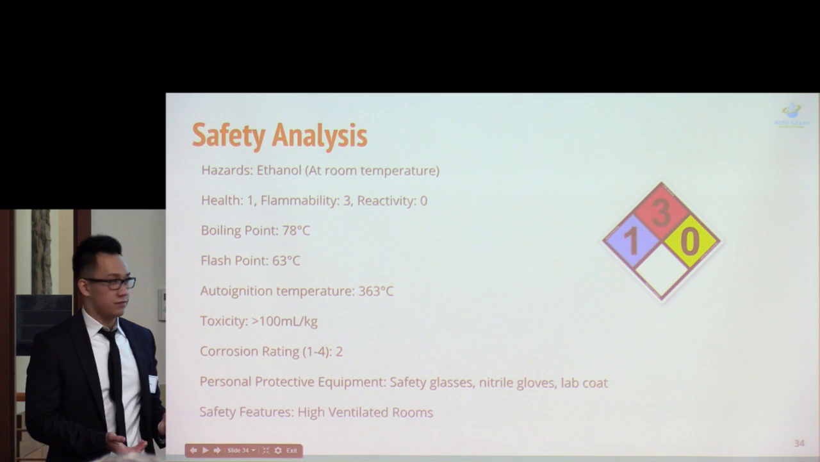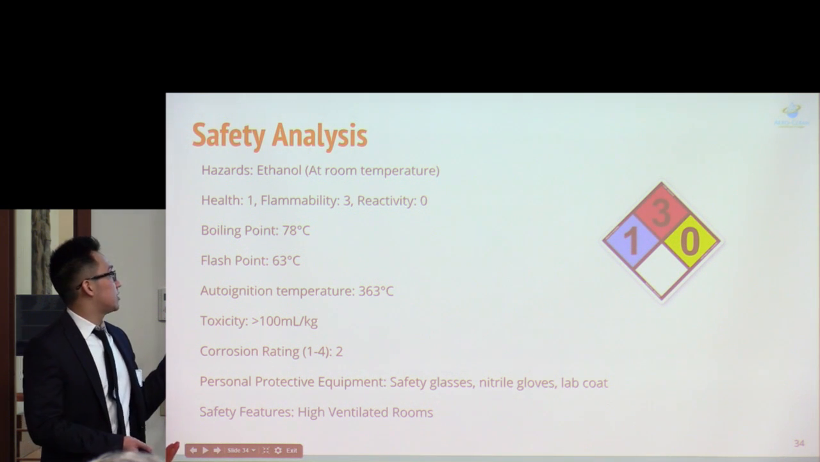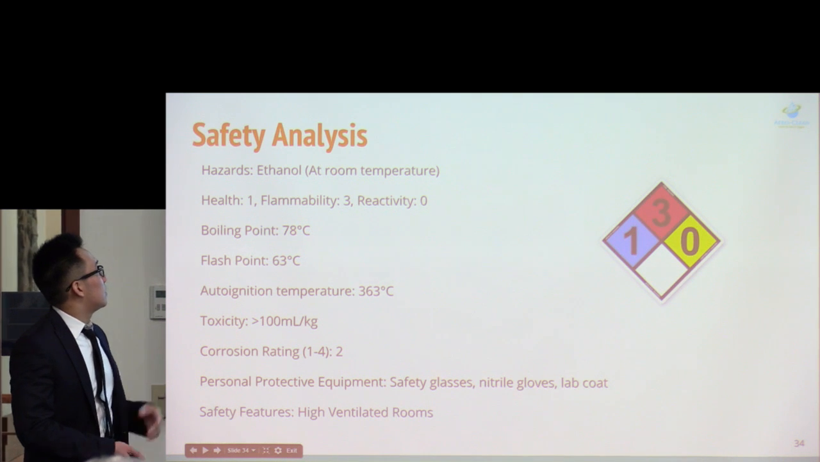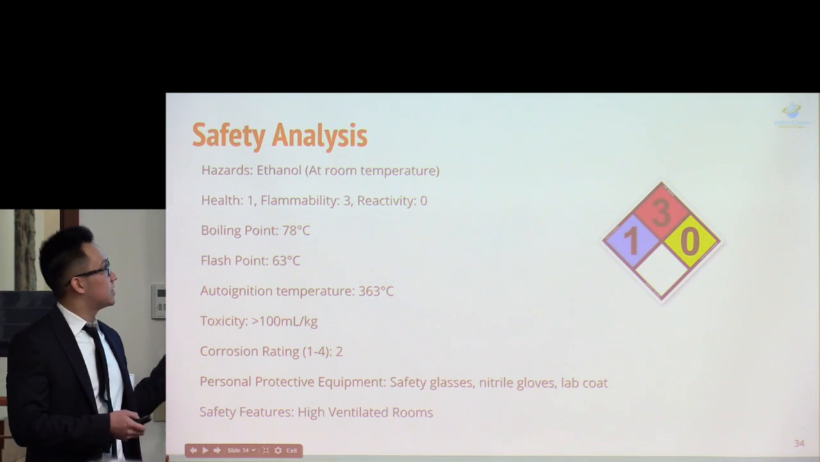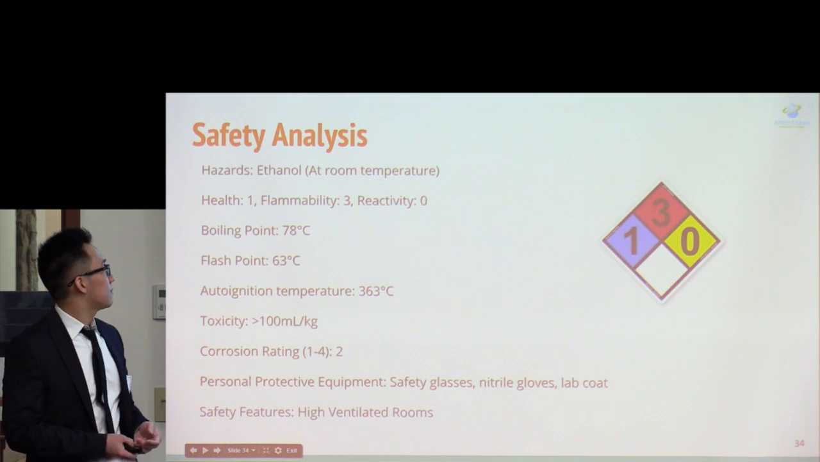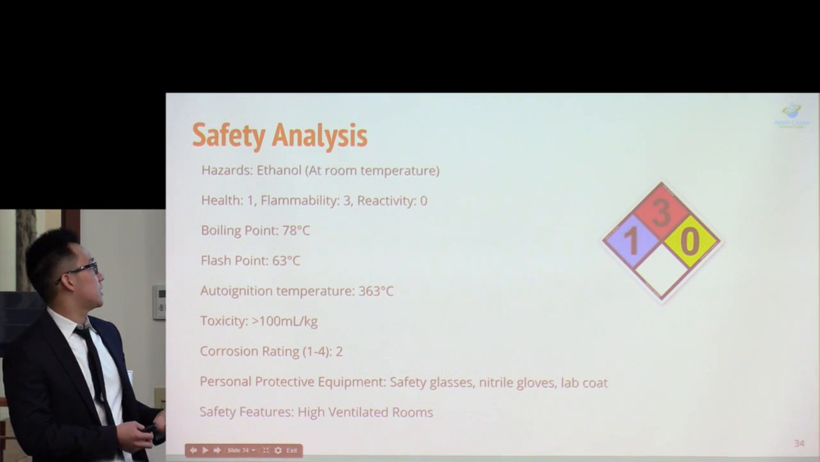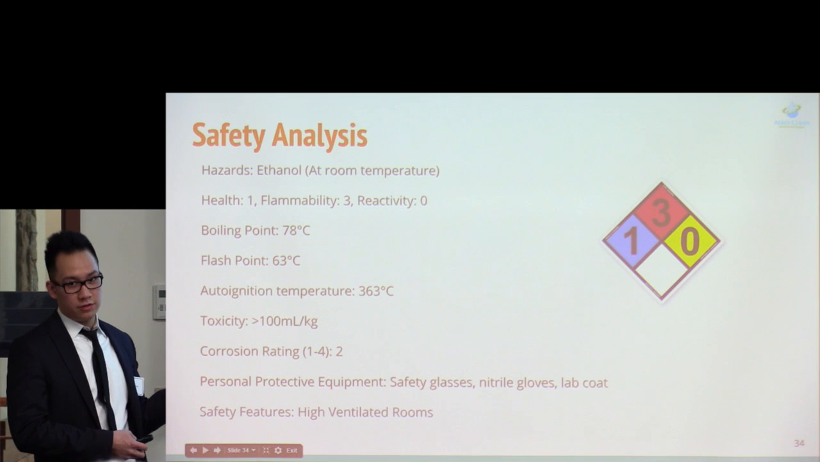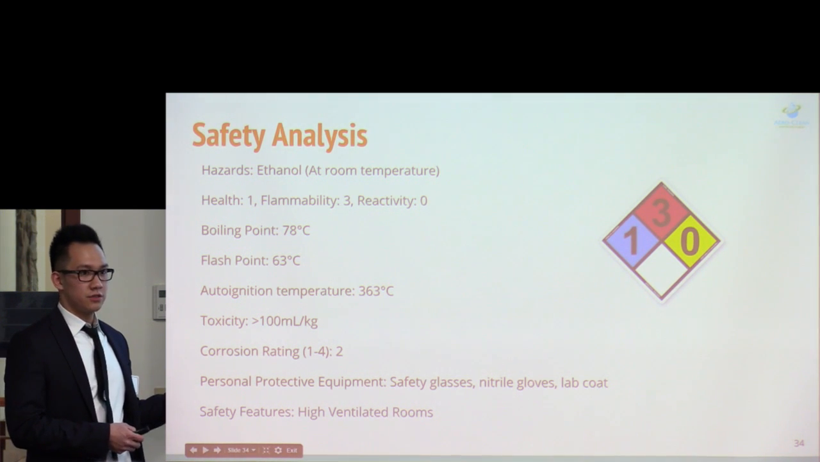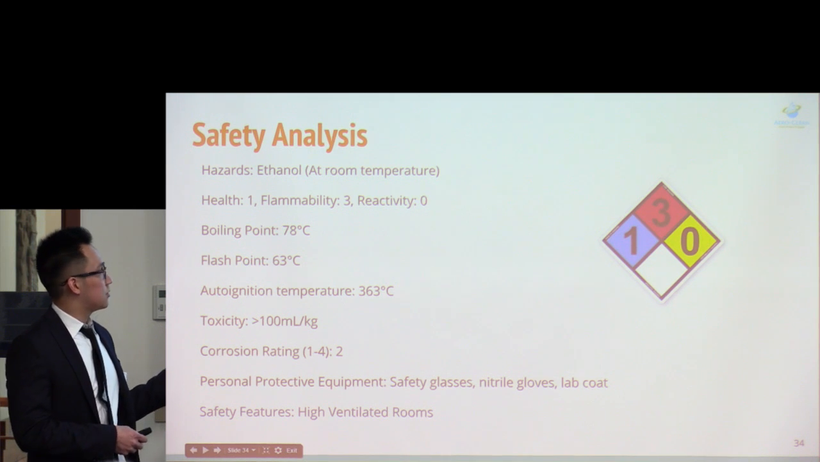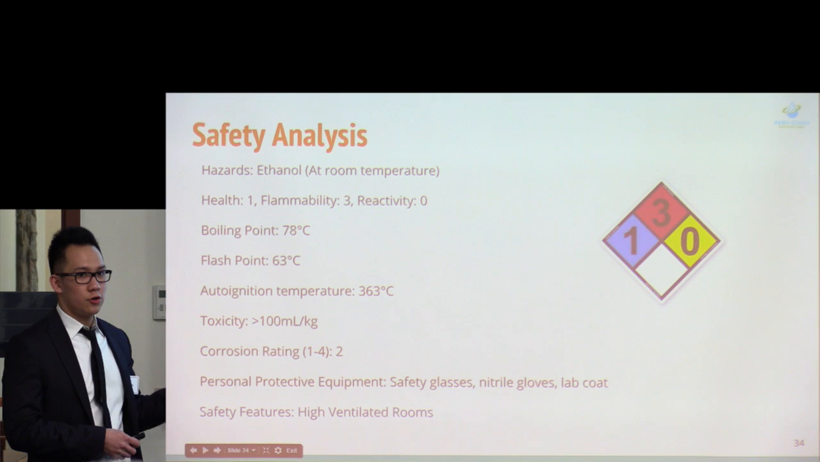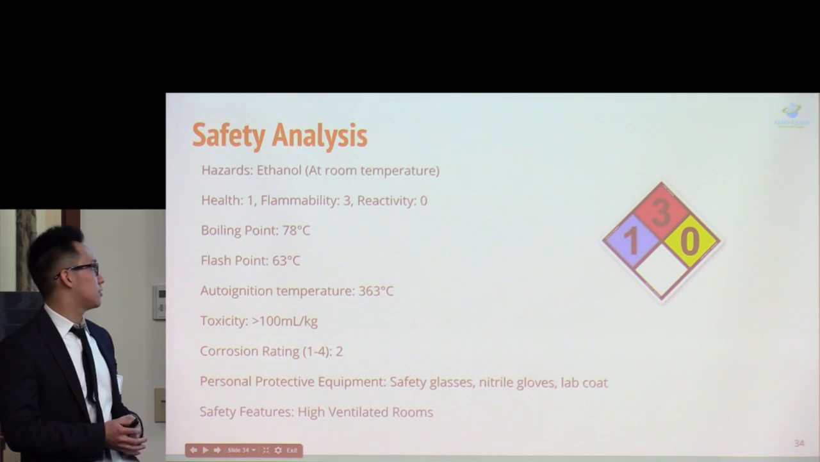So speaking of more safety, as I mentioned before, our main chemical in our factory is ethanol. It's dangerous mainly because of its flammability rating of 3, boiling point of 78 degrees C, flash point of 63 degrees C, and auto ignition temperature of 363 degrees Celsius. So, like I said, we are diluting the solution to 70% ethanol concentration in DI water, so its toxicity level will be relatively low, and our corrosion rating will also be low.